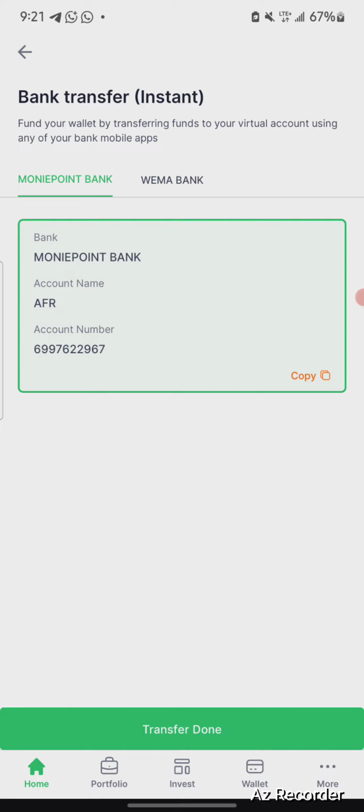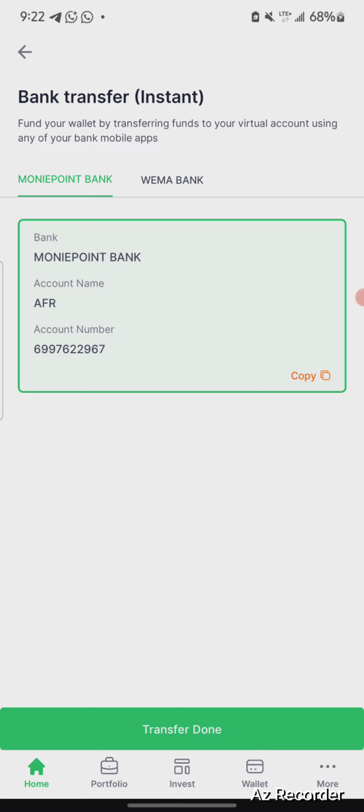This is the account number I'll be transferring the money to, this Money Point account. Once you finish creating your account, complete your KYC and they verify your account, you go ahead and create a Money Point account. It will be provided for you there. They will give you your account number, which you'll be using to fund your Afrinvestor wallet.